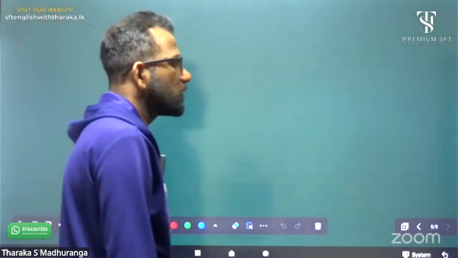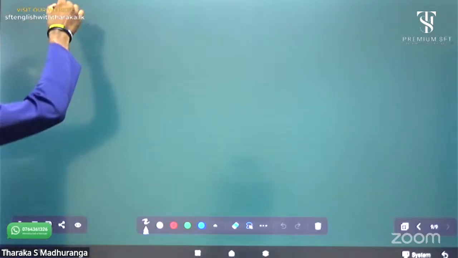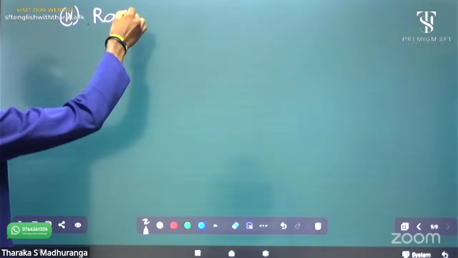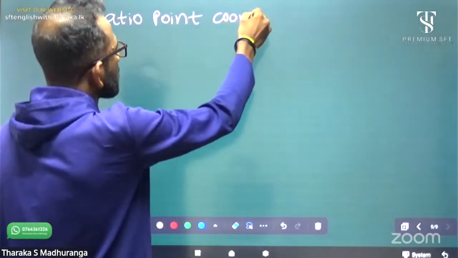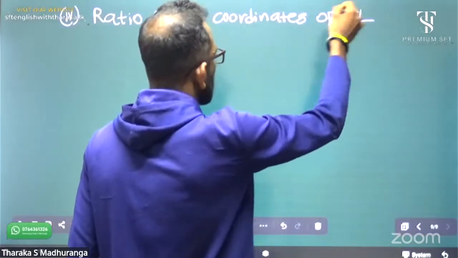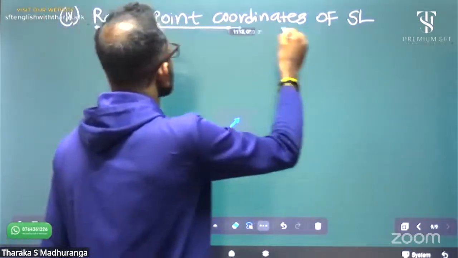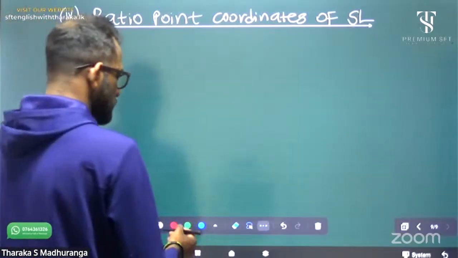Write down the next topic. Topic number 4, I think. Topic number 4: ratio point coordinates of straight line.